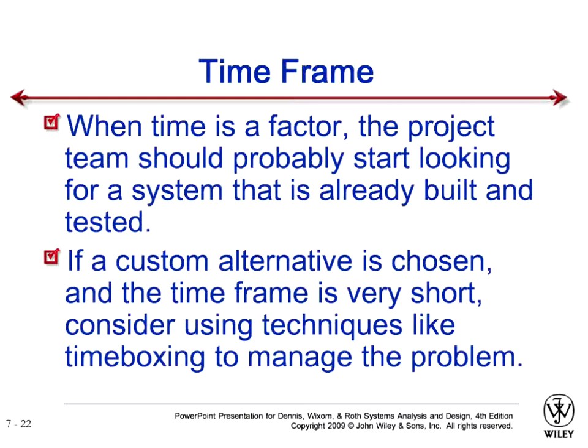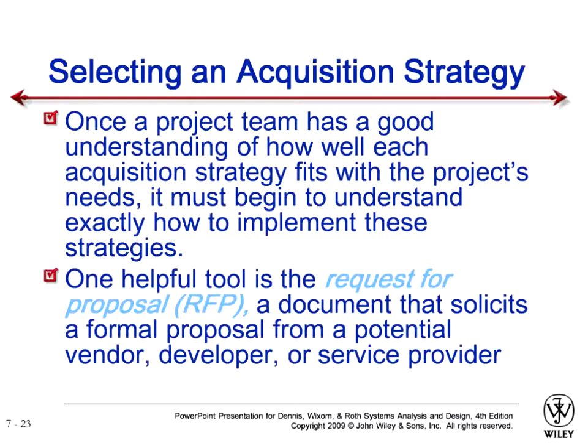When time is a factor, the project team should probably start looking for a system that is already built and tested. So if the time is short, it is recommended not to go for custom development, in which you will be building everything from scratch. It is better to go for package systems. But if you have chosen the custom development alternative and the time frame is short, then it is recommended to use techniques like time boxing. I told you about time boxing previously as well. It is the technique with fixed deadlines. So you can select that one as well.